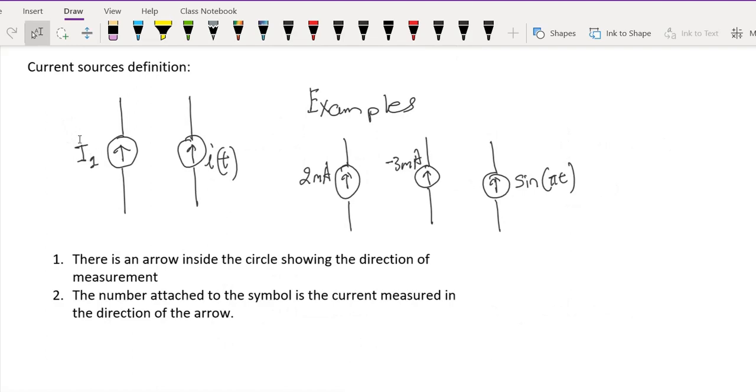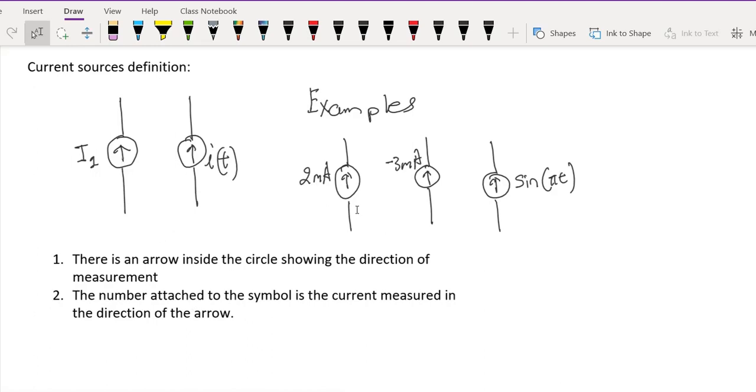Let's look at the definition for a current source. If you look at the symbol, there is a circle and there is an arrow inside the circle. The arrow represents the direction in which the current is being measured. The number attached to the symbol tells you the current flowing in the direction of that arrow.